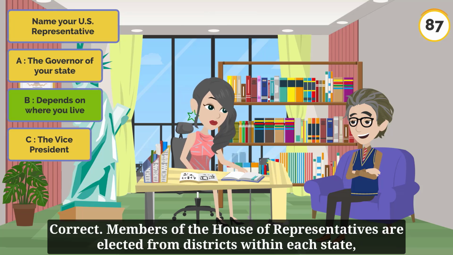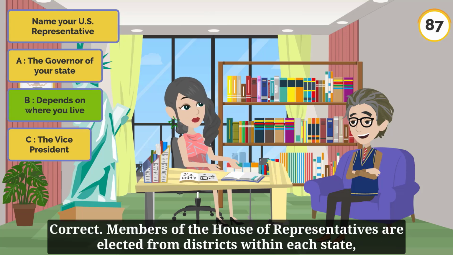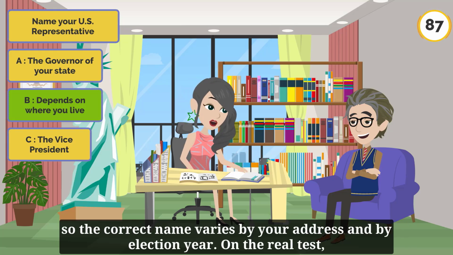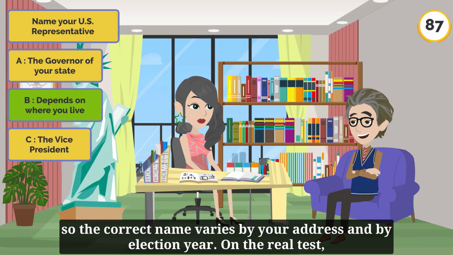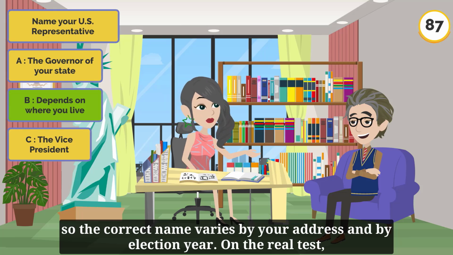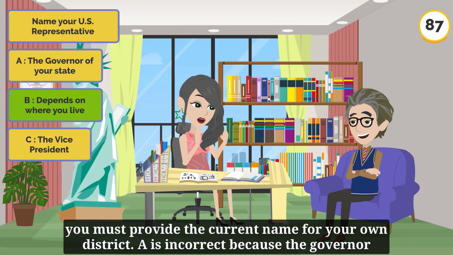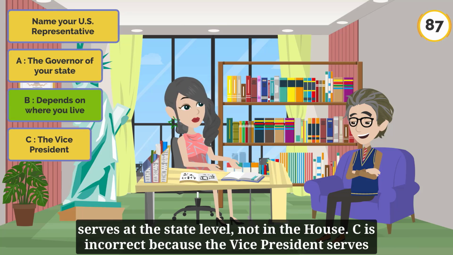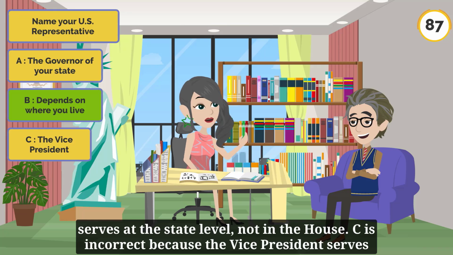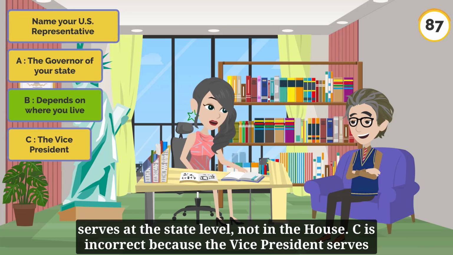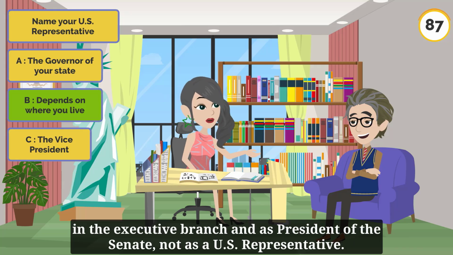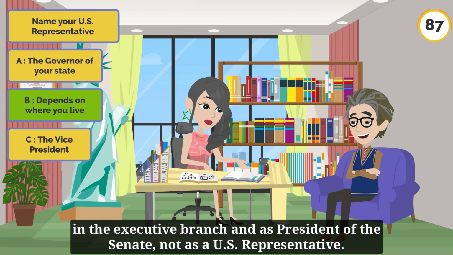Correct. Members of the House of Representatives are elected from districts within each state, so the correct name varies by your address and by election year. On the real test, you must provide the current name for your own district. A is incorrect because the governor serves at the state level, not in the House. C is incorrect because the vice president serves in the executive branch and as president of the Senate, not as a U.S. representative.